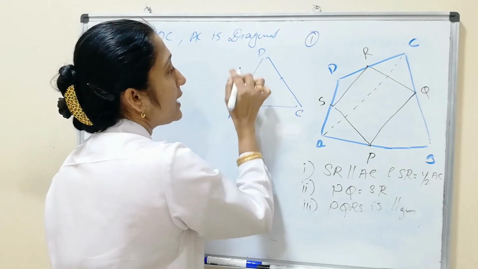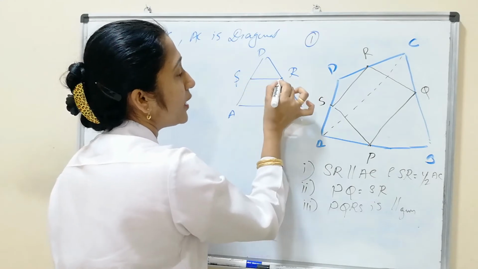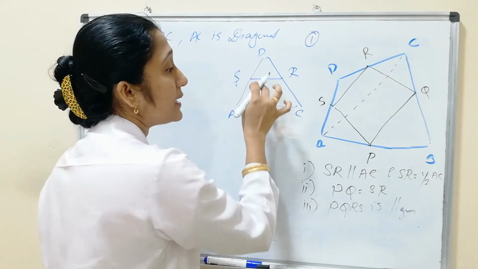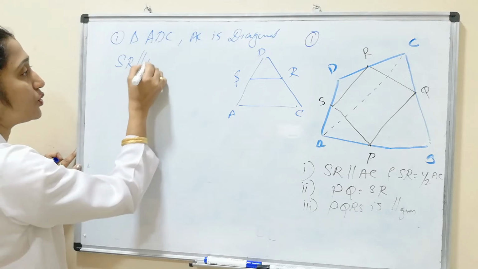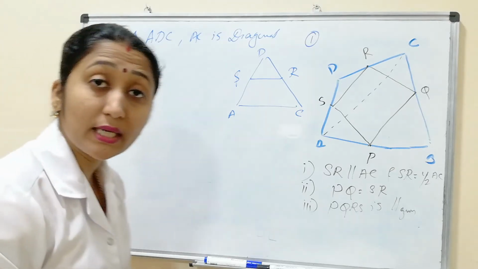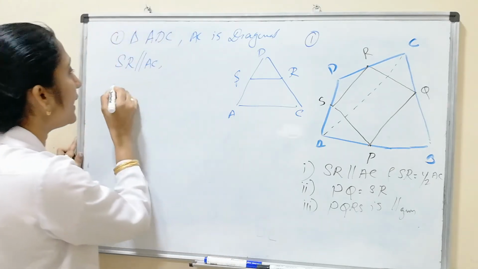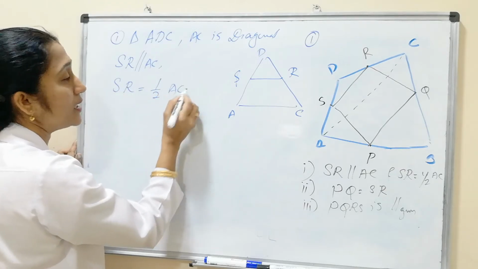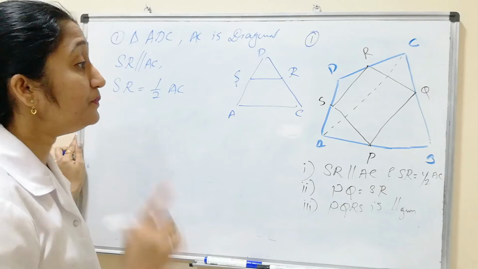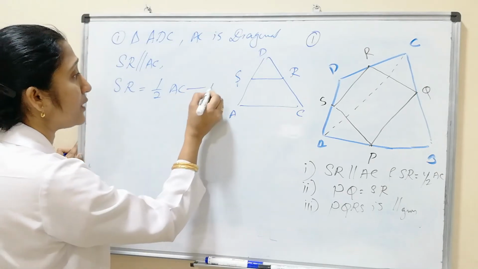This is D, this is A, this is C. So the midpoints are joined: this is S and R. So what does the midpoint theorem say? SR is parallel to AC, and also it is half of it. So we can write SR equals half of AC. It is very easy. Next, this is equation number 1.